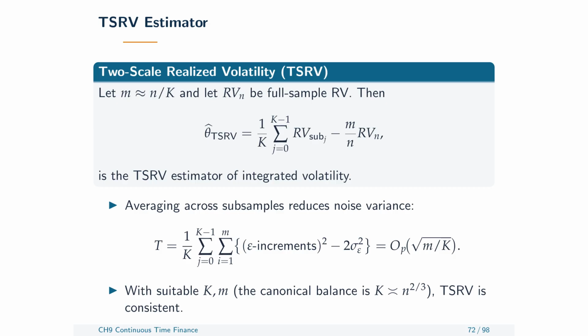The R implementation builds staggered subsamples, computes their realized volatilities, averages them, calculates the full grid estimate, and applies the bias correction.